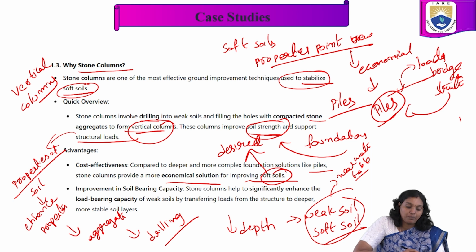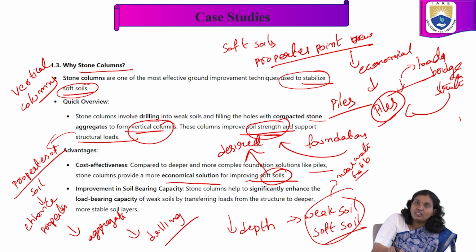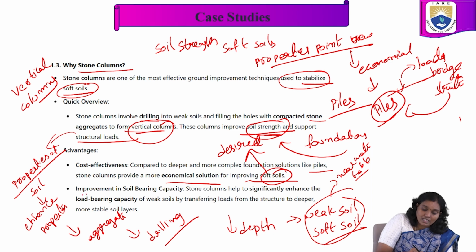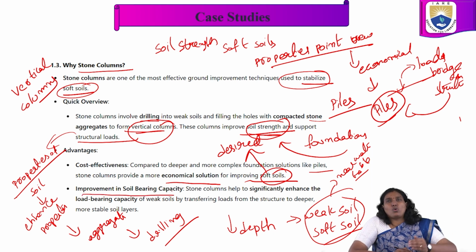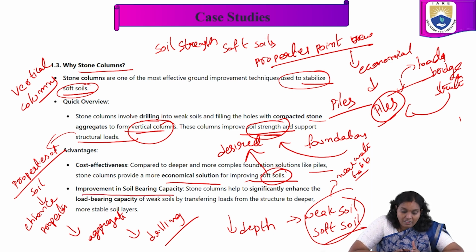So in this improvement, we increase the soil strength, which means it increases the bearing capacity also. That is improvement in soil bearing capacity: stone columns help to significantly enhance the load bearing capacity of the weak soils by transferring the loads from the structure to deeper, more stable soil layers. It creates more stable soil layers. So these are the advantages.